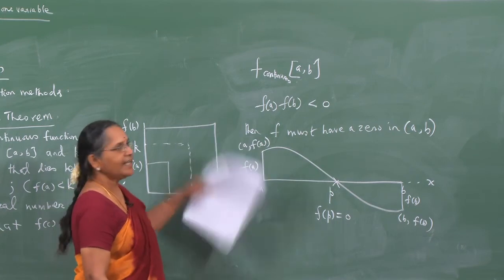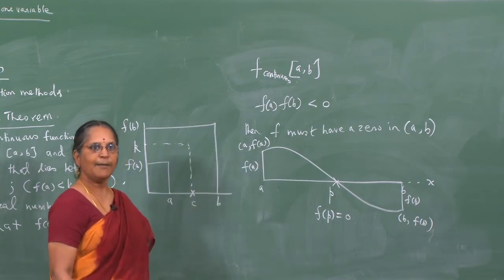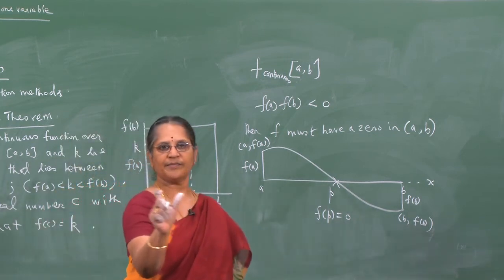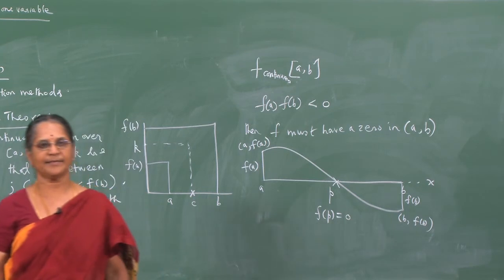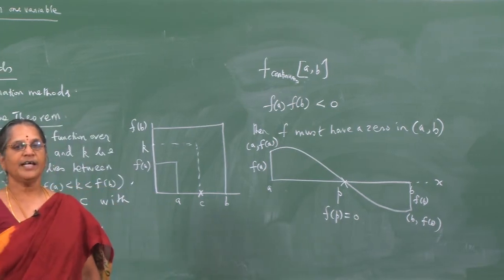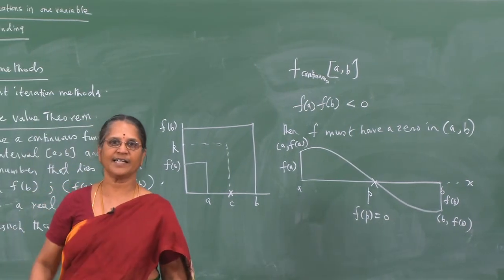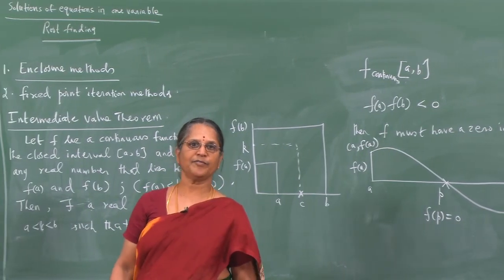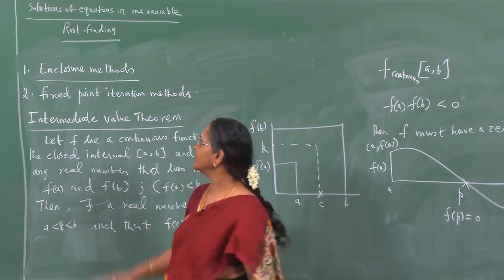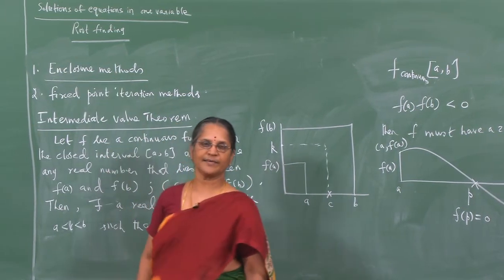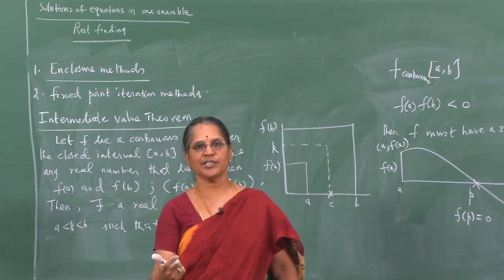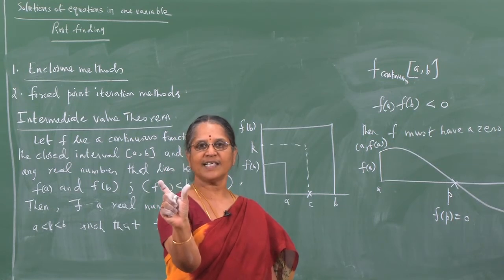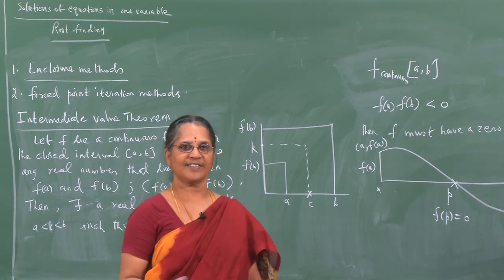So, this is a very nice result which will help us to locate the interval within which the root of the equation lies. And that is why we say the first class of methods that enable us to develop a numerical algorithm for determining approximate solutions are enclosure methods. The methods help us to find out an interval that encloses a root of the equation f of x is equal to 0.